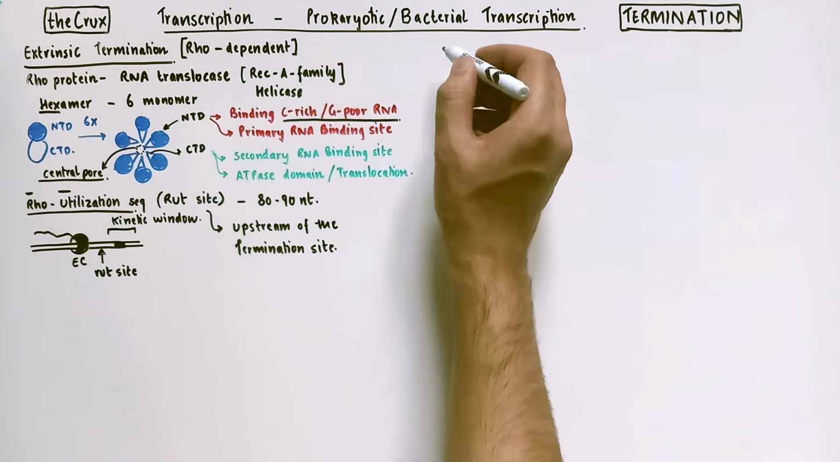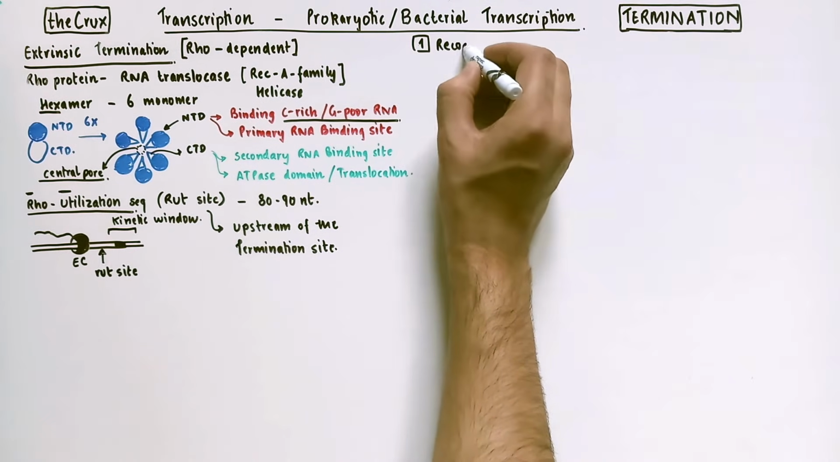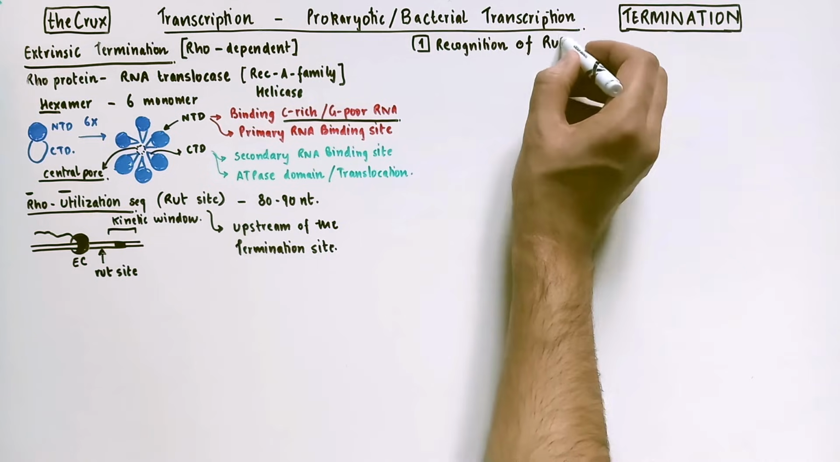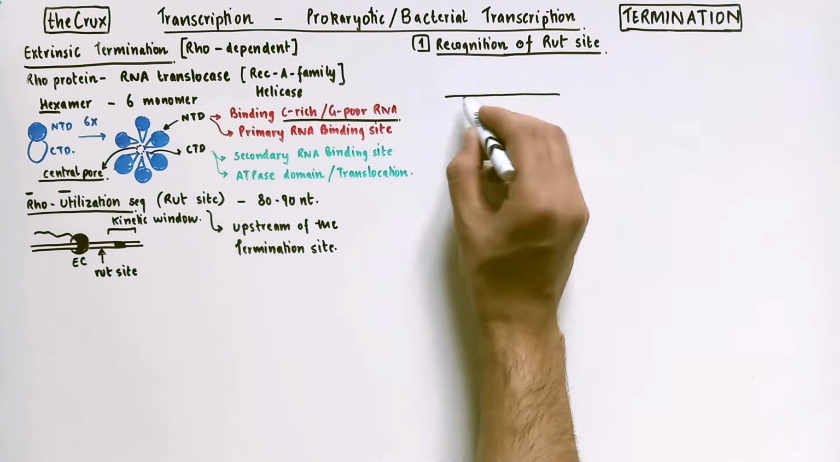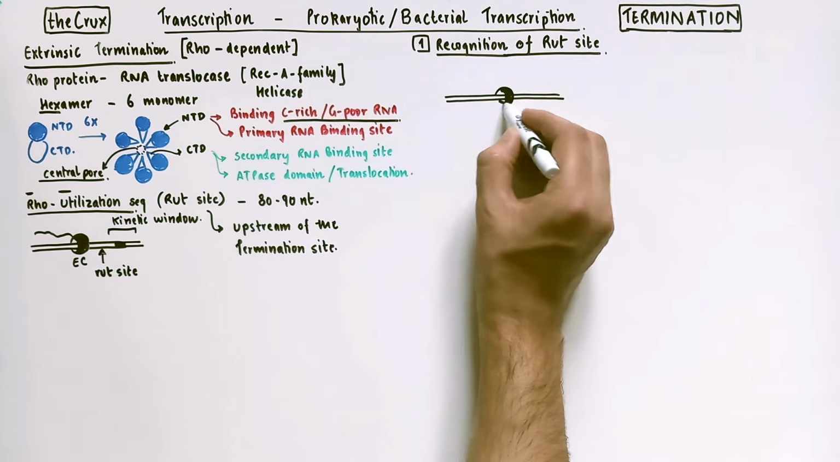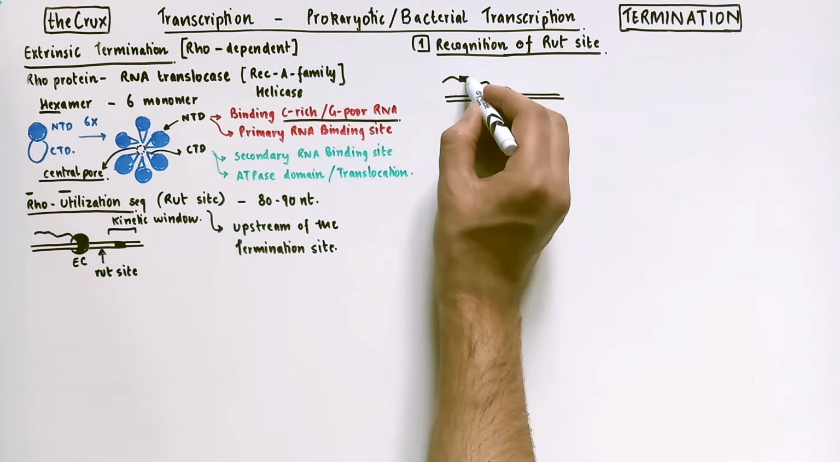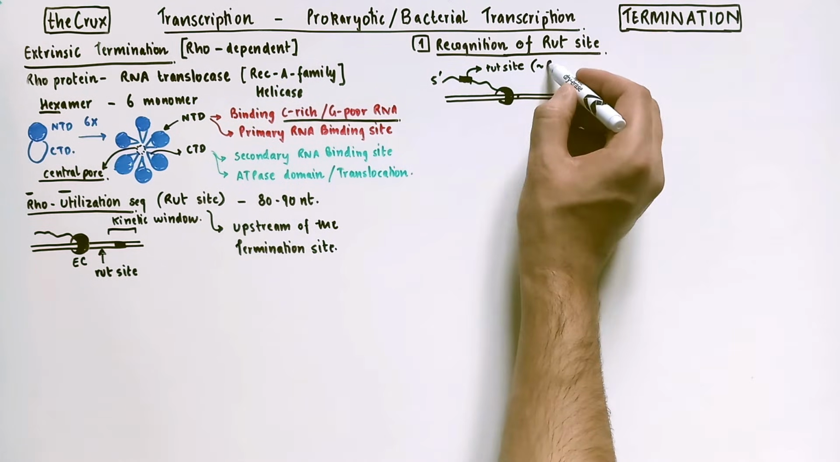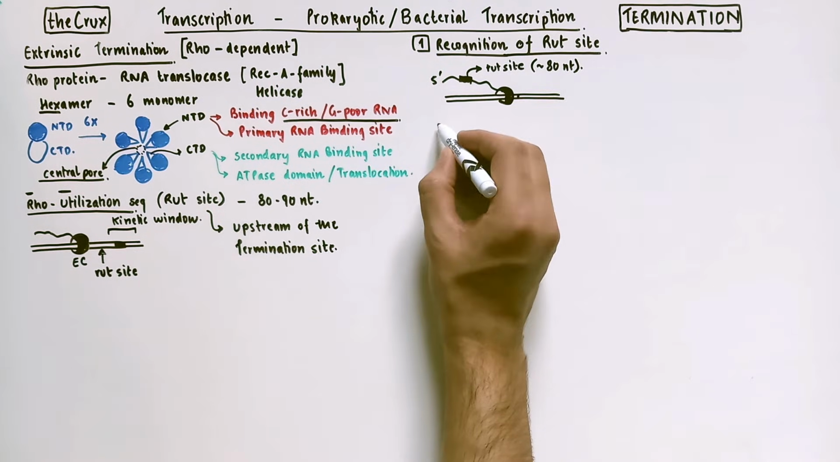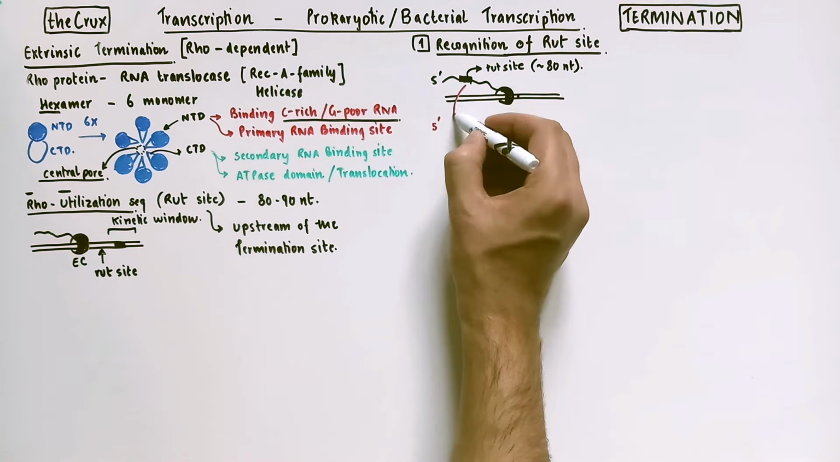Okay, so the first step in the process of extrinsic termination mechanism is the recognition of RUT sites by the Rho protein. Again, if we visualize the elongation complex, we notice that the recognition happens when the enzyme has actually transcribed the RUT sites. And these are, as we said, about 80 to 90 nucleotides in length. So these sequences are present in the RNA.